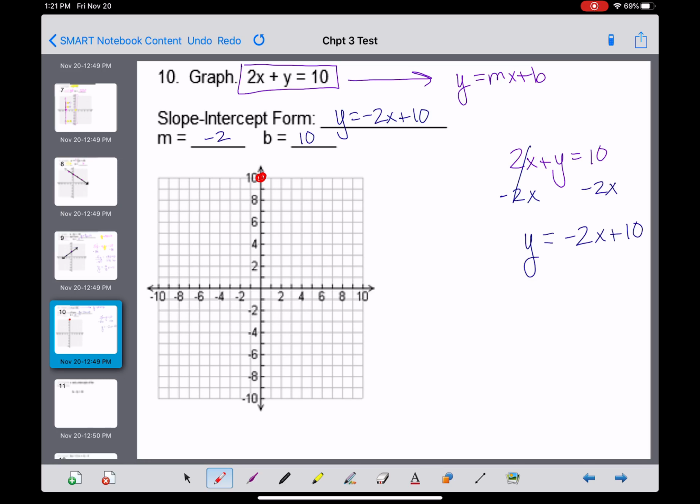And my slope is negative 2, which remember I can put over an imaginary 1 if that will help me with counting my boxes a little bit better. So I'm going down 2 units to the right 1, down to right 1, ensuring that this is a negative slope and that it is trending downhill.